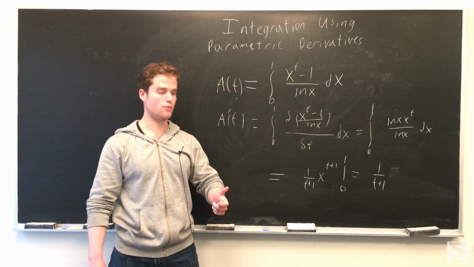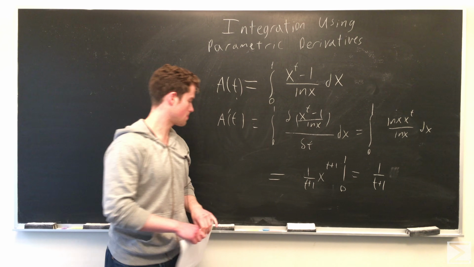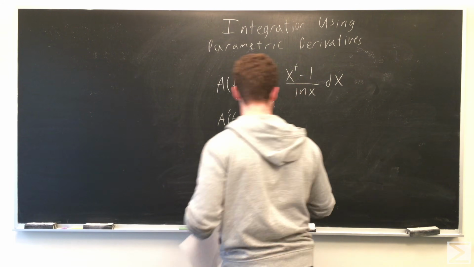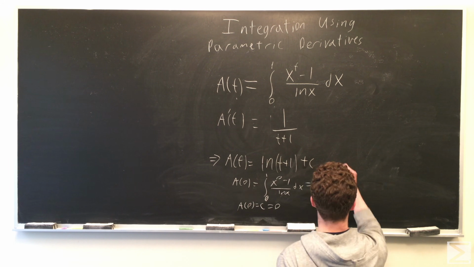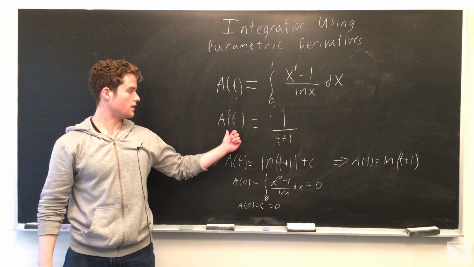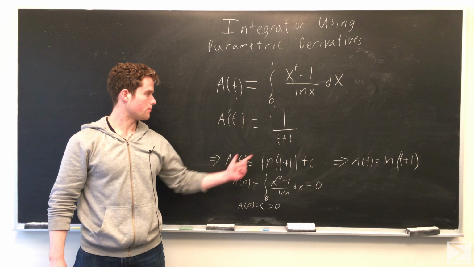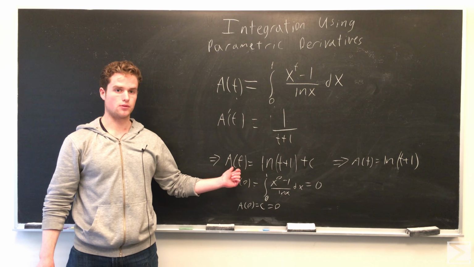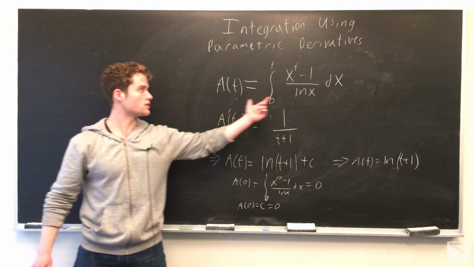But note this, after taking the derivative with respect to t, we can integrate again. And note this integral is much easier than our original one. So our derivative of a of t is 1 over t plus 1. If we integrate this with respect to t, this just becomes natural log of t plus 1 plus some constant. If we set t equals 0, note that x to the 0 is 1, 1 minus 1 is 0. So a of 0 is equal to 0.